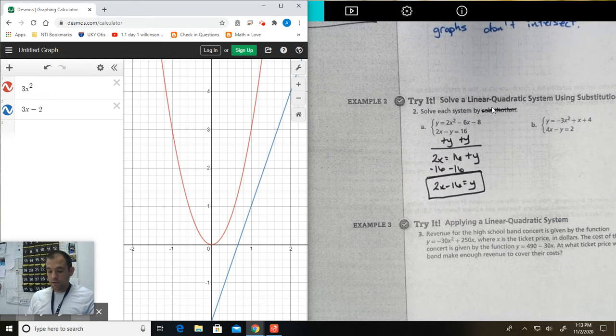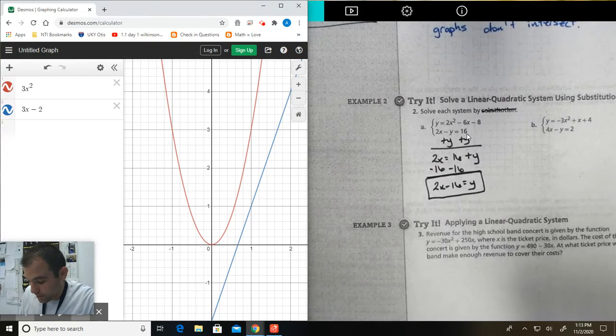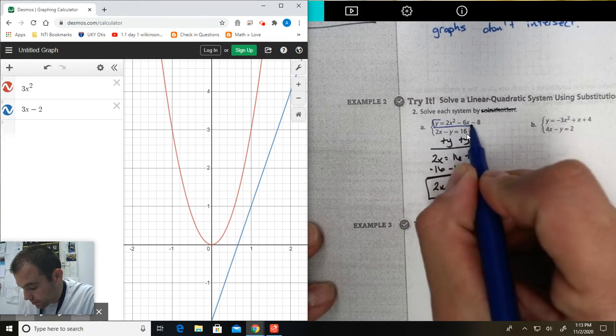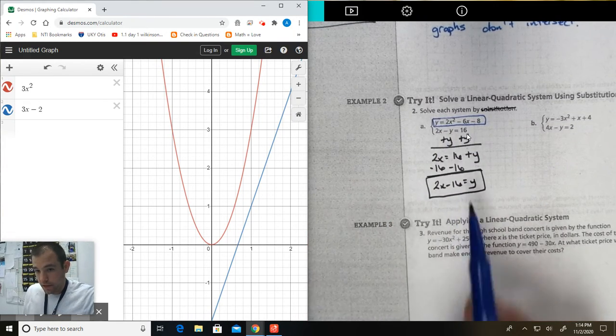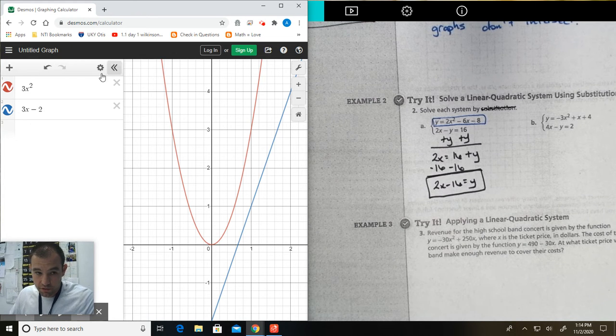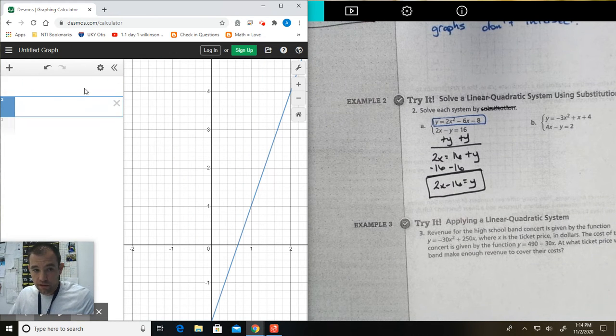There is my equation. Okay, so now I have this first one here in blue that's ready to go, and I have this one here in black that's ready to go. So all I'm going to do is graph them both, just like we did the first one.